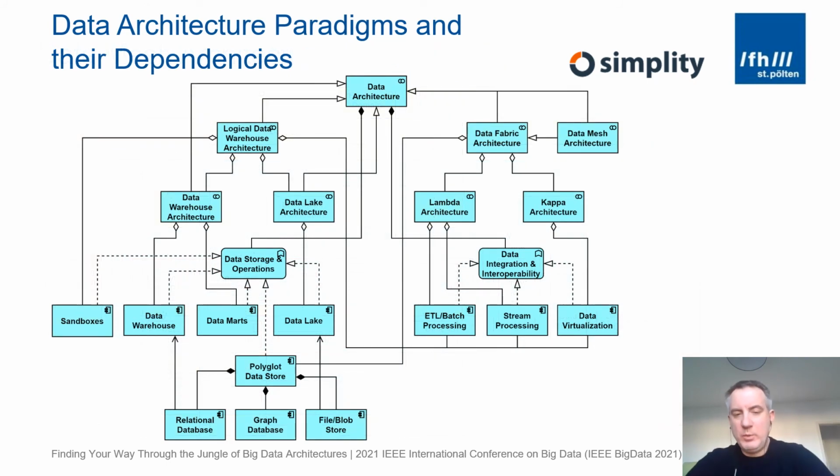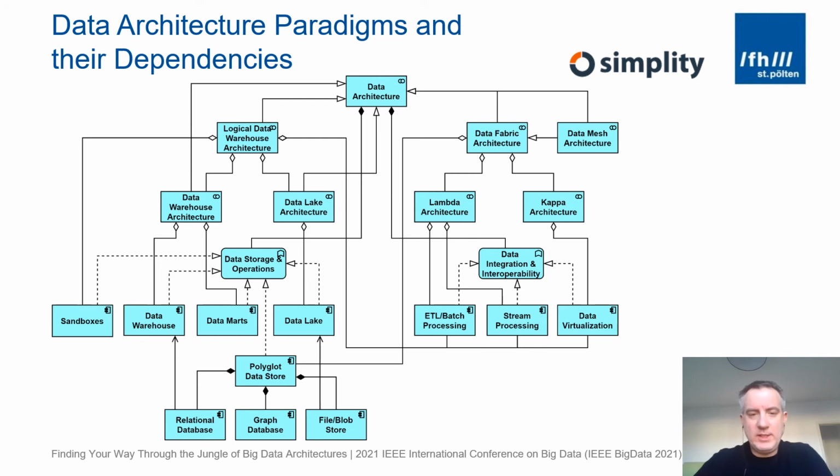Having that said, we started looking under the hood of those architecture paradigms and comparing them and showing the dependencies. So obviously you see elements like data warehouse and data mart being reused in the concept of a logical data warehouse. You see batch processing, stream processing being used in something like a data fabric, but also in architecture approaches like Lambda and Kappa architecture, which we haven't really covered in this presentation due to the lack of time.